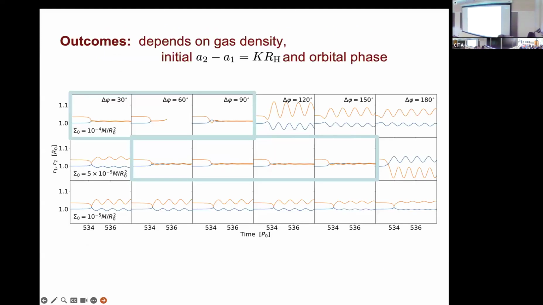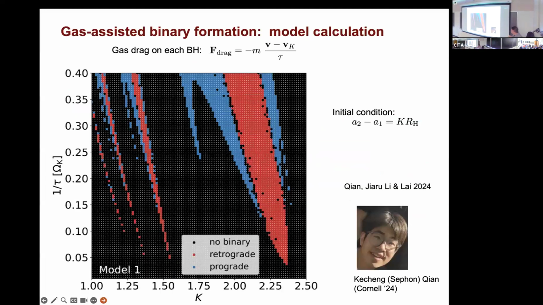This kind of hydro simulation is actually very expensive, so it's useful to do some toy model. I try to do some toy model calculation to get some insight. Here it's not a hydro calculation, but a simple toy model calculation. Again, imagine you have the supermassive black hole and 2 little black holes, and of course all the gravity is in there. But in addition, you just add a drag force on each little black hole. The drag force is proportional to v, the velocity of the little black hole, minus v Kepler.